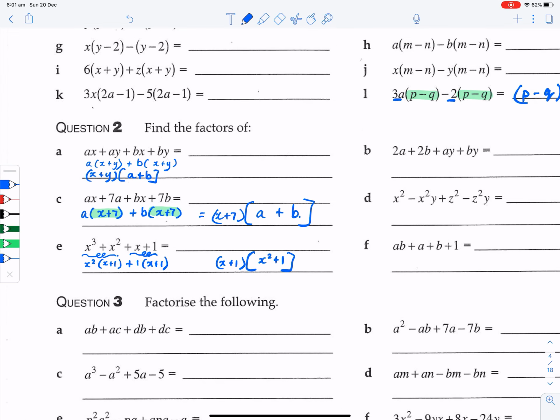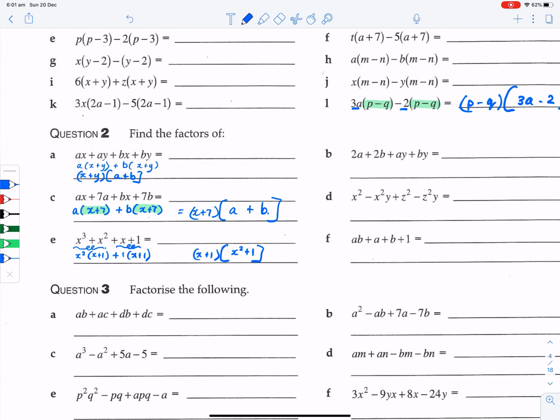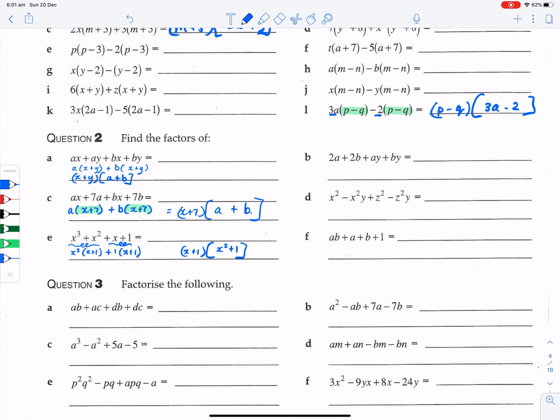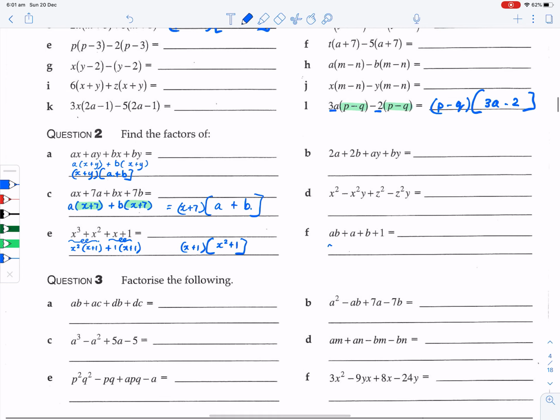Question 2F is very, very similar. So what I might do, I'll do 2F as well. Let's have a look. Take out A and do that. So we're left with B plus 1. Now for the next one, just take out a 1 and you're left with B plus 1. So B plus 1 now is the highest common factor. Open up brackets and we're left with A plus 1.